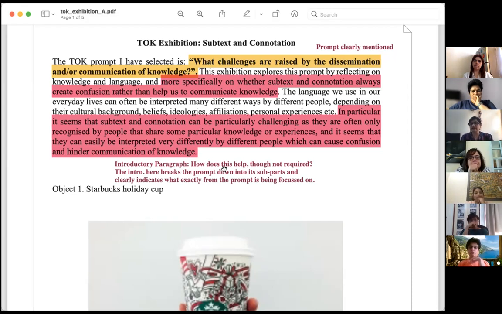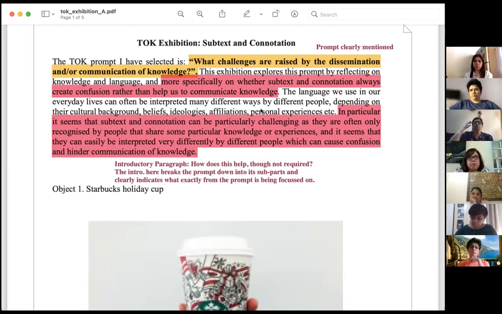The introductory paragraph, how does this help? Though not mandated or required, it breaks the prompt down into its subparts and clearly indicates what exactly from the prompt is being focused on. What Jaya meant was where she broke into making a claim and at the same time saying, does this claim hold good always, or is there another perspective to the claim? And that is what has been broken down here.